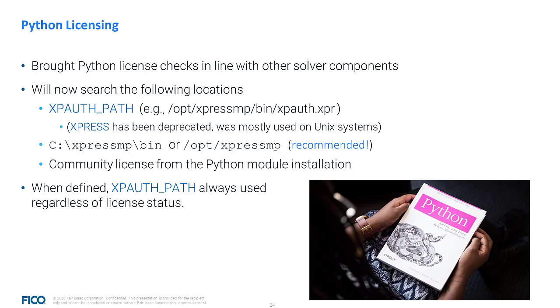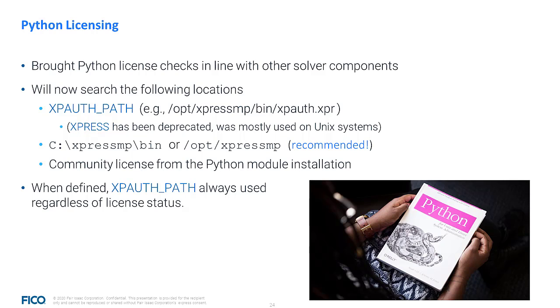Our Python interface is pretty mature, so there are no major changes there. But one thing worth mentioning is that it now checks for the license in different locations. This change aligns the Python behavior with the behavior of other solver components. Firstly, it checks the XPAUTH path. If this is not set, it will still check XPRESS, even though this is deprecated. If this is not set either, it will finally look at the standard installation directory. If it can't find anything in the last location either, it uses the community license.